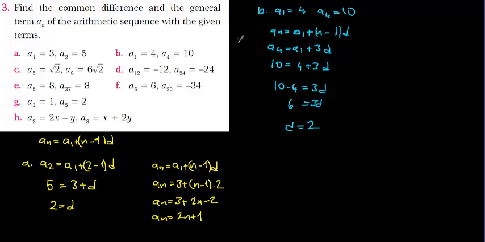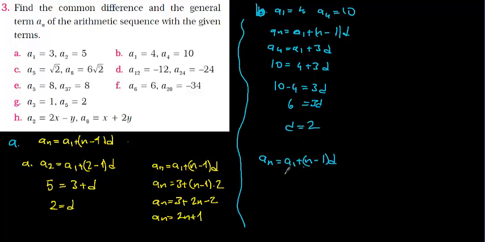And when we know that d is equal to 2, an is equal to a1 plus n minus 1 times d, and an we don't know, we are trying to find the general term. A1 is equal to 4, and d is equal to 2. So an is equal to 4 plus 2n minus 2, and an is equal to 2n plus 2.